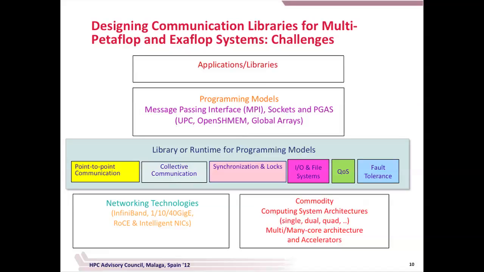Here is an animation I'm trying to show. At the very bottom, you will see commodity computing systems. It could be all kinds of multi-core environments, and now we have accelerators, NVIDIA GPUs. Then we have all the commodity networking technology. It could be the Ethernet world, the InfiniBand world, or even the RoCE world. All these different networking standards and protocols are coming. And at the top, you have the end applications, or the libraries, or even the middleware.